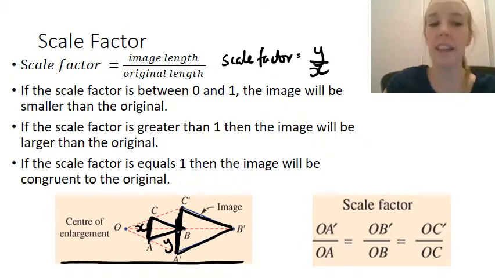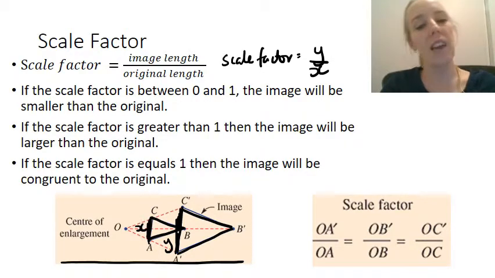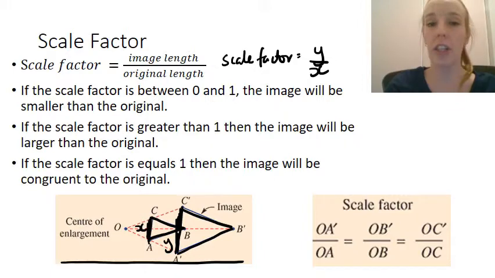So if we work out that scale factor and we get an answer between 0 and 1, the image will be smaller than the original, which in the case of our example wouldn't happen because obviously our image is larger than our original. So if the scale factor is greater than 1, which is what we would have in that example, then the image will be larger than the original. And if the scale factor equals 1, then the images are actually congruent to each other, because obviously if it's 1 to 1, they're exactly the same, so they're congruent images.